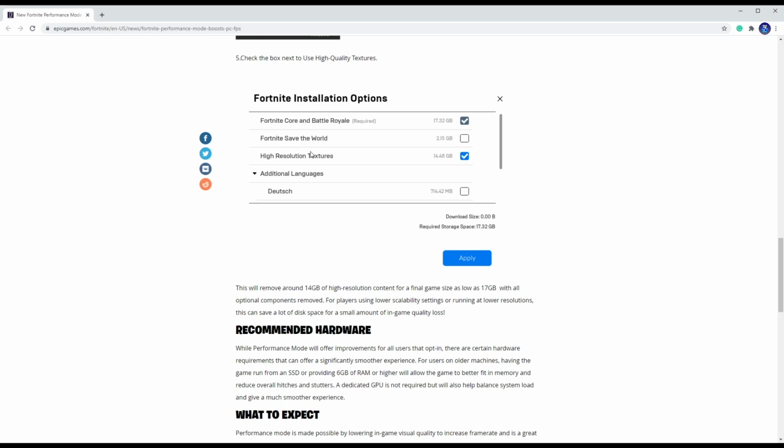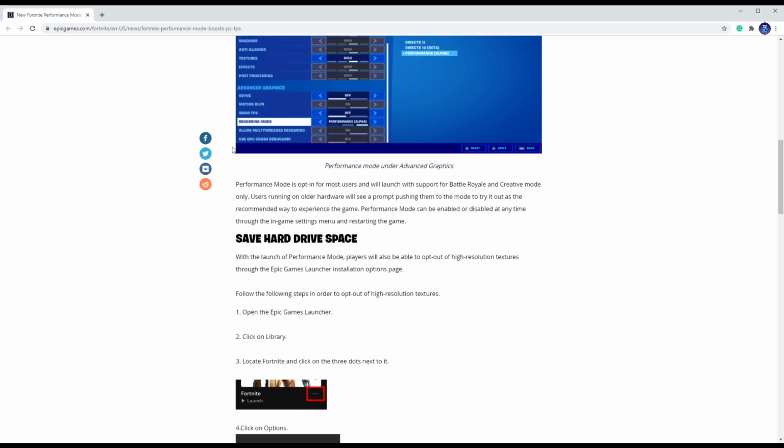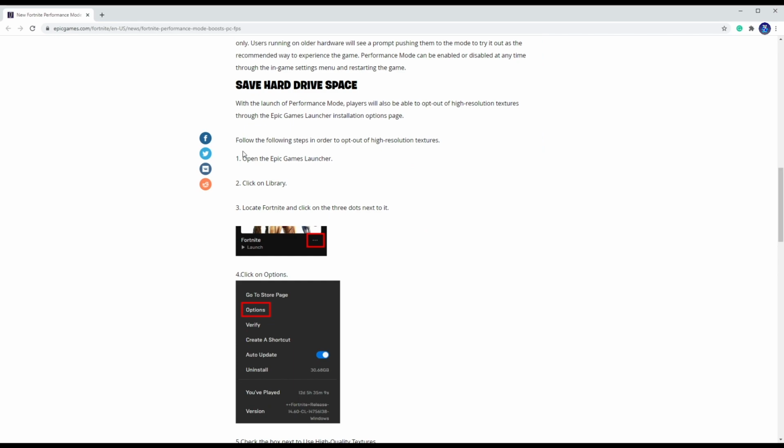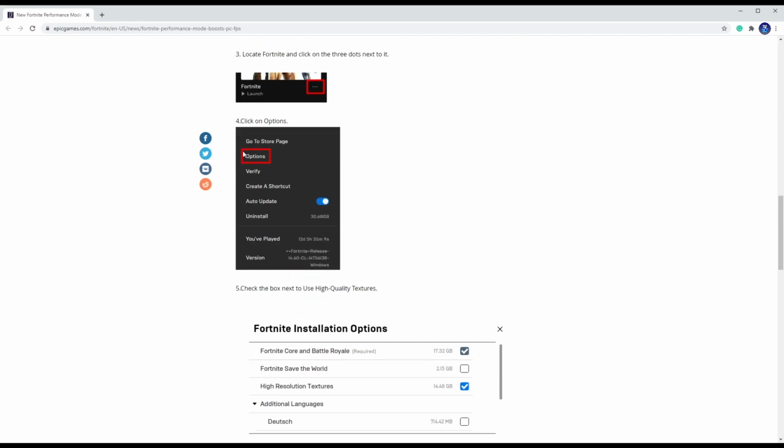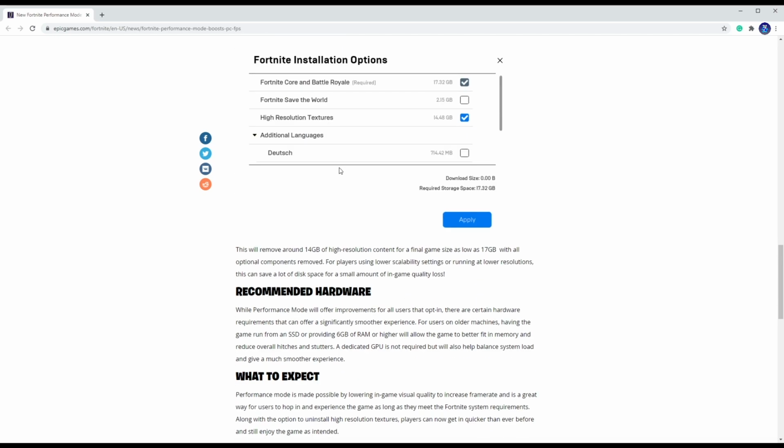But basically what this article says is that if you have a ton of extra hard drive space and you're totally fine, then yes, you can just keep this installed. But if your computer is running a little bit low on memory space, you can actually uninstall the high resolution textures and bring the game down from 30 gigabytes all the way down to 17. So it's a massive storage saver and it allows you to do more with your hard drive.